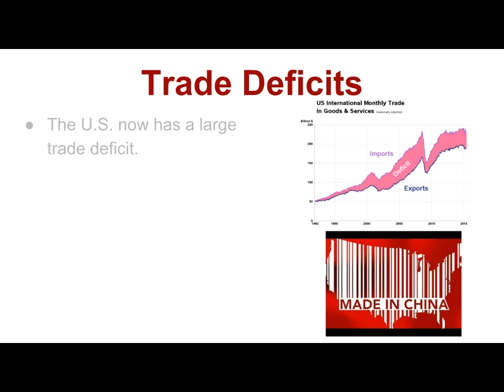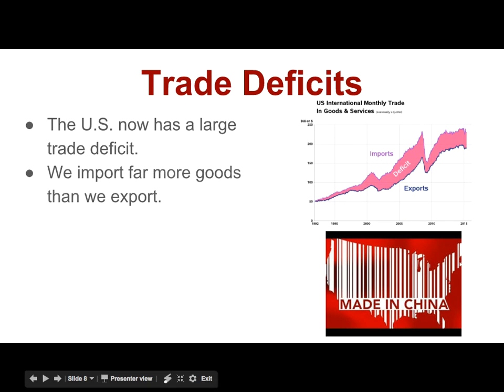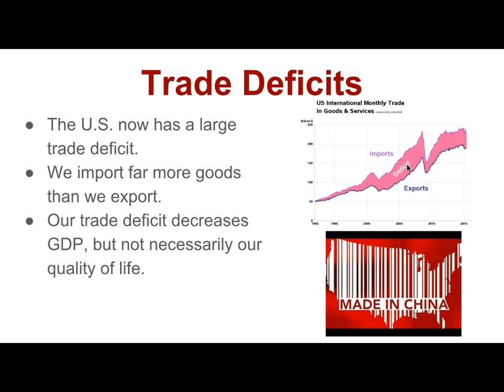That trade imbalance, of course, causes a trade deficit, and the U.S. has a fairly large trade deficit. That deficit is, of course, the difference between imports and exports. This is the amount of goods that we are importing from other countries. These are the amount of goods that we are exporting to other countries. Here we see the Great Recession. That's this part right here. The whole global economy slowed down and then bounced back up. But we can see it here in imports and exports, with the difference between the two being our deficit. Our trade deficit decreases our GDP.